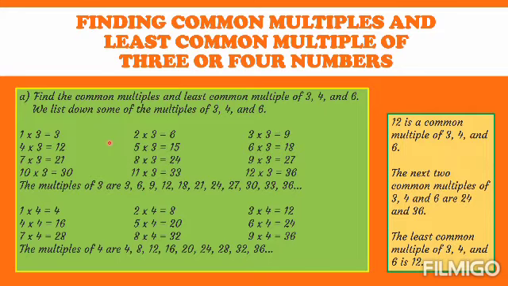So these are the multiples of 3. So 3, 6, 9, 12, 15, 18, 21, 24, 27, 30, 33, 36. Again, these are the multiples of 3, so on and so forth. Okay?